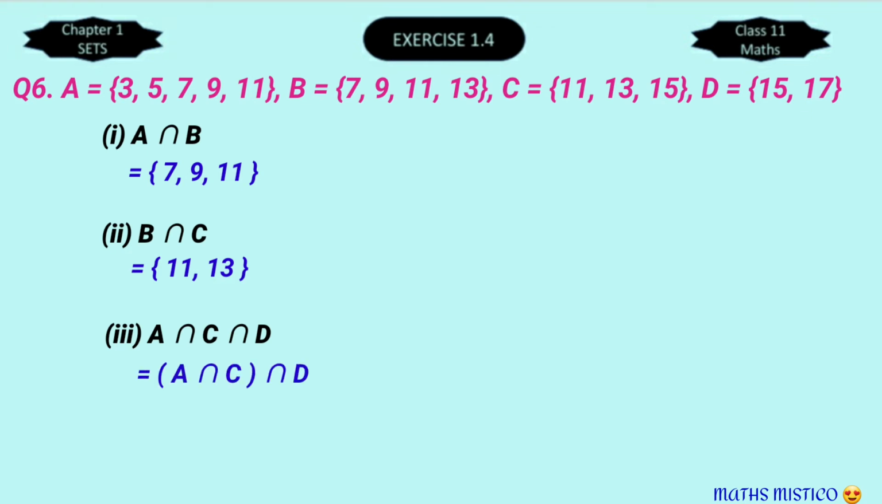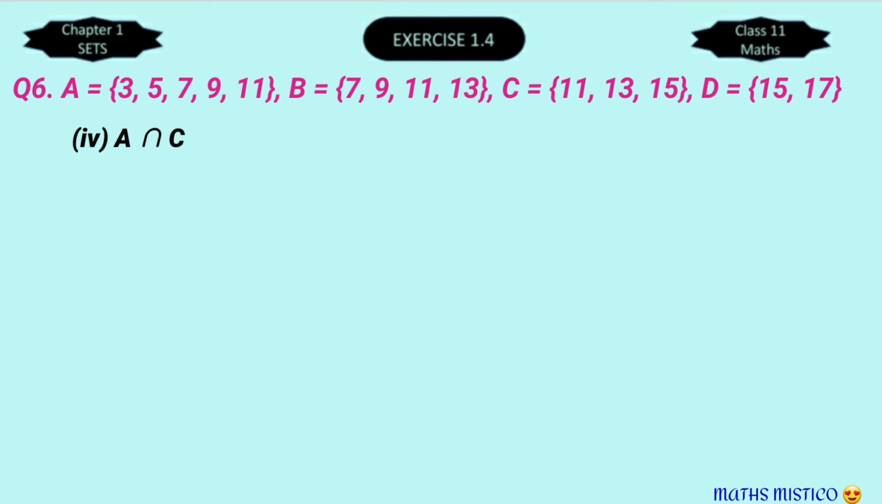Which elements come in A intersection C? Only 11. So when we take the intersection of 11 with 15, 17, we don't get any common element and the answer is empty set. In the 4th part, intersection of A and C is 11 as this is the only common element. B intersection D will be an empty set because you don't find any common elements in these 2 sets.